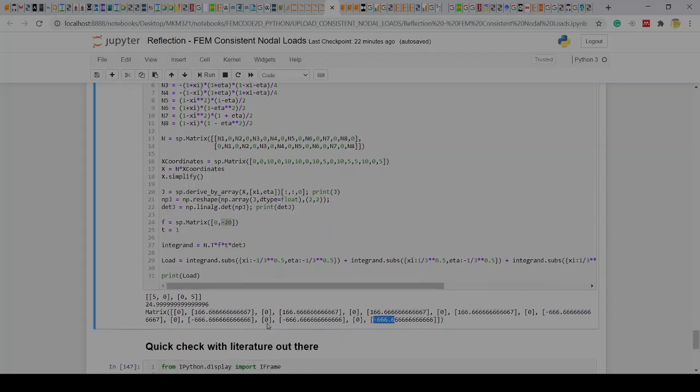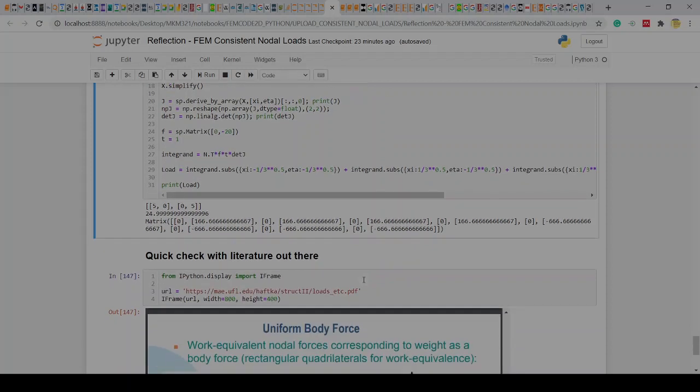So what we're seeing is essentially at the main nodes, we're getting these positive values, although we're applying a body force in the negative direction, and in the mid-side nodes, we're getting these large negative values. That's what we're seeing. Okay, so let's make sense of it, just to make sure that we agree with what we see here.